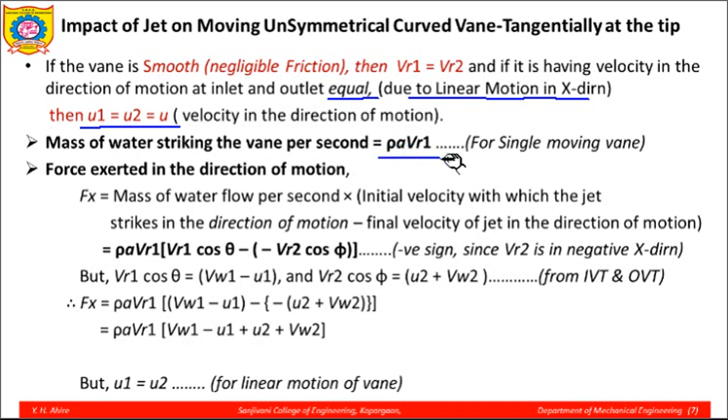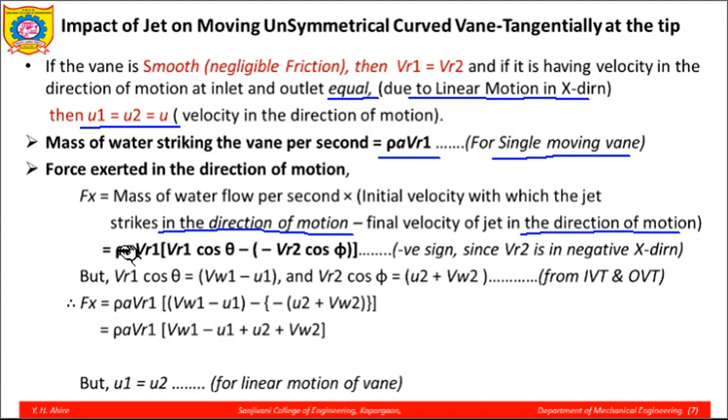So the mass of water per second is rho A Vr1, because it is a case of a single moving vane. That's why the velocity is the relative velocity for a single moving vane. So rho A Vr1 is the mass flow rate. Force exerted in the direction of motion, that is x direction, Fx, is equal to the mass of water flow per second into the initial velocity with which the jet strikes in the direction of motion, minus the final velocity of the jet in the direction of motion, that is x direction.